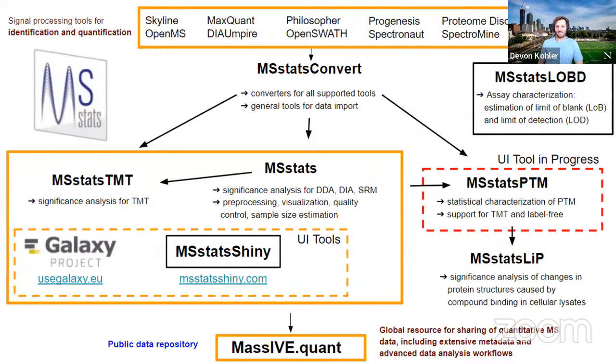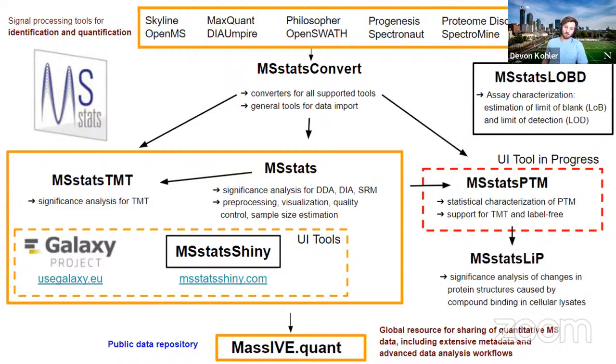So at the top, you can see all of the different signal processing tools that we currently have converters for. So you can see like Skyline, MaxQuant, Philosopher. We don't have converters for every package. So for example, our newer packages like MSstats PTM and Lip only have a couple of converters. So we are actively developing the converters, but MSstats and MSstatsTMT should have most of these converters available for you.